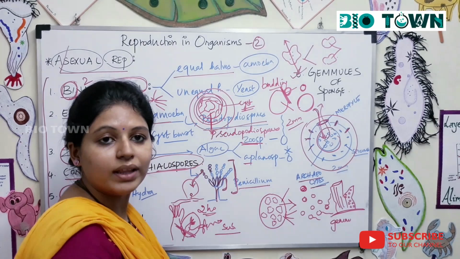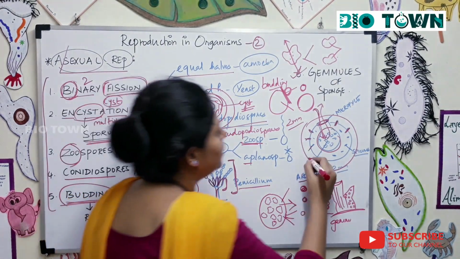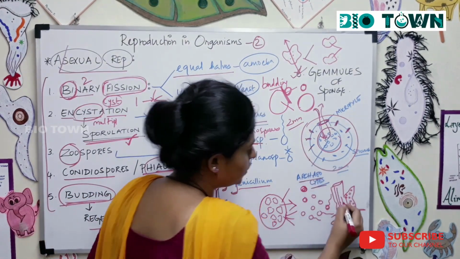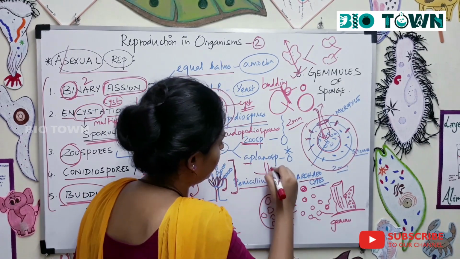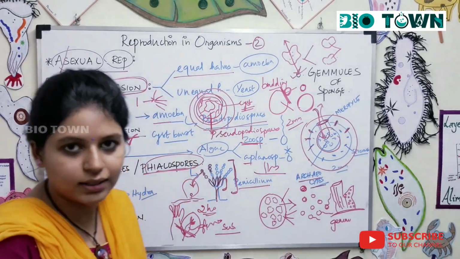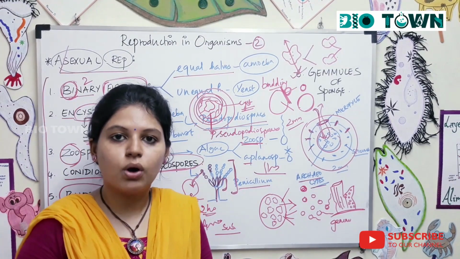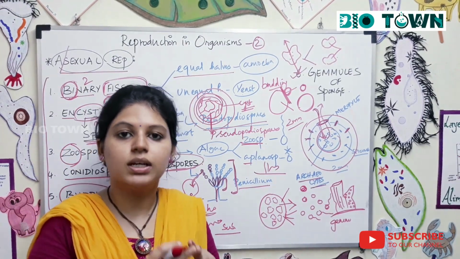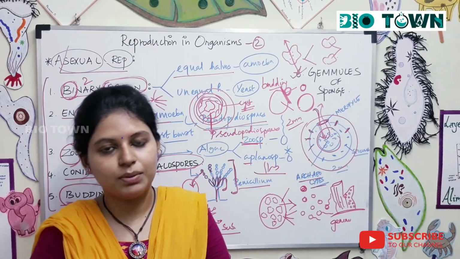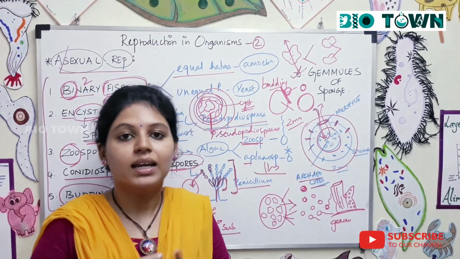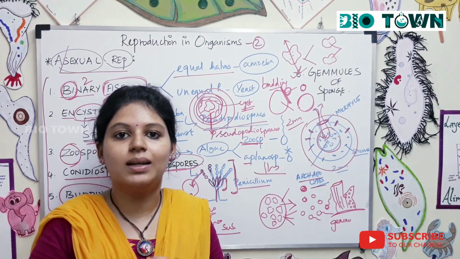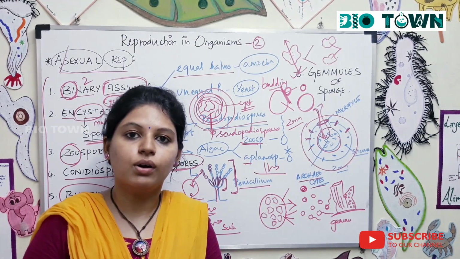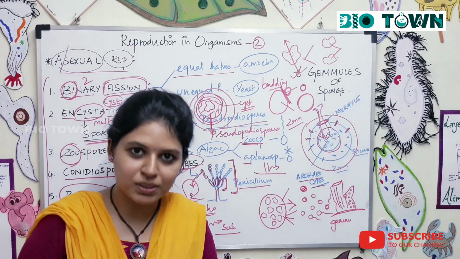Alright, and now when there is a favorable condition, each of these gemmules will detach from the mother sponge and they search for a suitable substratum and form a separate colony. So in today's class, we saw asexual reproduction and different types of asexual reproduction in animals. In the next class, we'll talk about different types of asexual reproduction in plants, which is also called vegetative propagation.